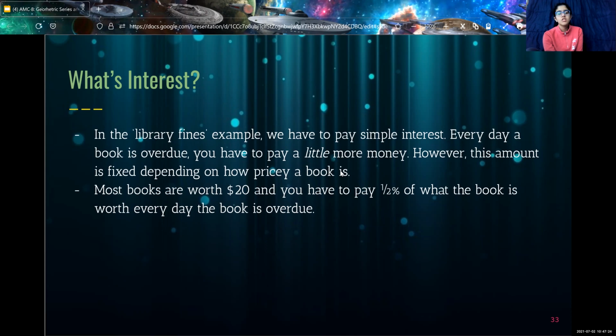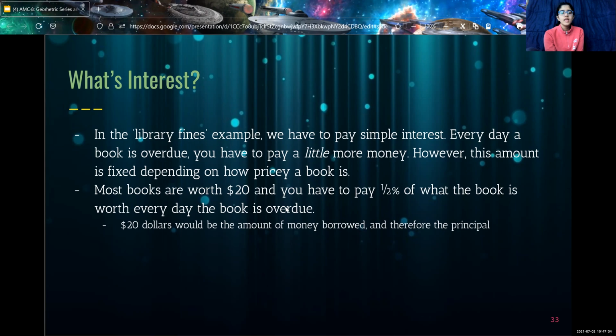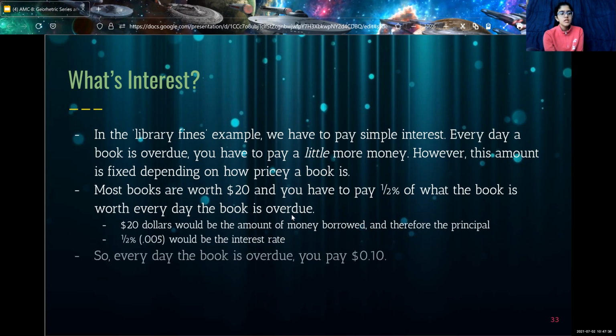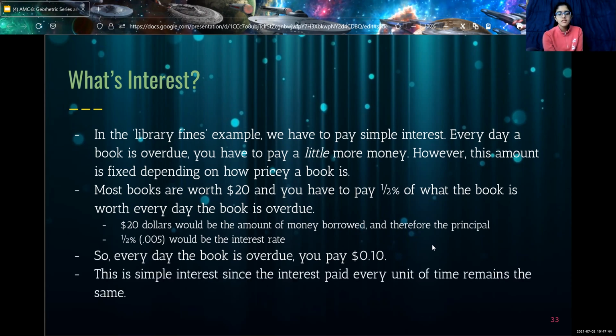Most books are worth $20, and you have to pay 0.5% of what the book is worth every day the book is overdue. So $20 would be the amount borrowed, and therefore the principal. And then 0.5% or 0.005 would be the interest rate. So every day the book is overdue, you have to pay 10 cents. This is simple interest, since the interest paid every unit of time remains the same.